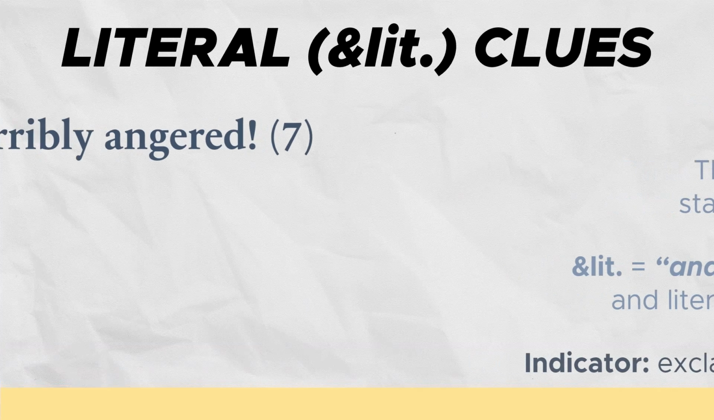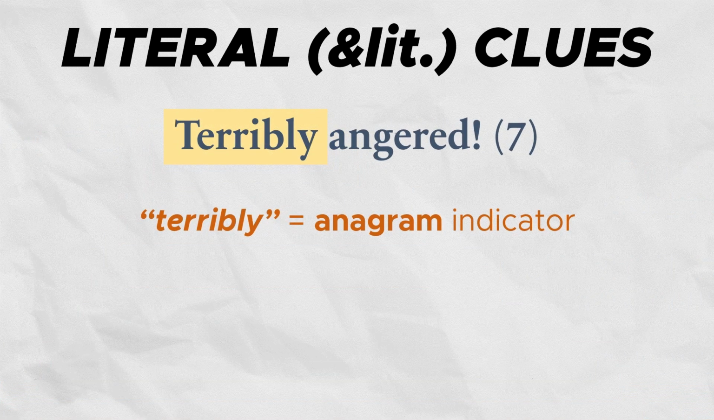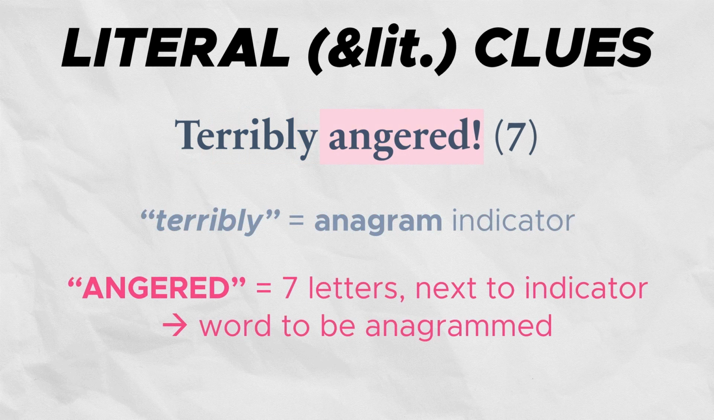Here's an example. Terribly angered, 7 letters. Terribly could be an anagram indicator. Angered has 7 letters. It's next to the indicator, so it's probably the word to be anagrammed. So if we make an anagram of angered, we get enraged.